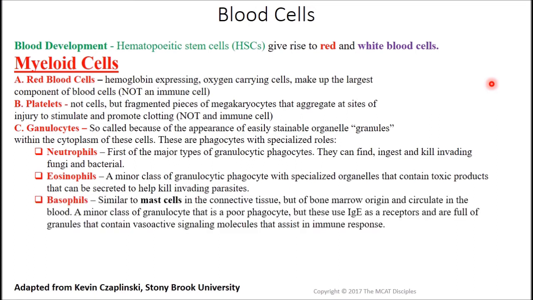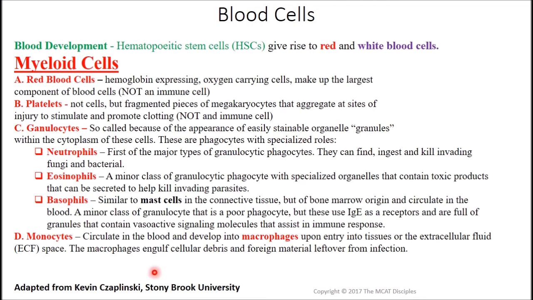The basophils are similar to mast cells in the connective tissue, but of bone marrow origin and circulate in the blood. A minor class of granulocytes that is a poor phagocyte, but uses IgE as a receptor and is full of granules that contain vasoactive signaling molecules that assist in immune response. You'll notice that the granulocytes have a mnemonic. It's NEB. It stands for New England Biolabs, but NEB is neutrophil, eosinophil, basophil. That's my mnemonic to remember that these are the granulocytes. NEB, N-E-B.